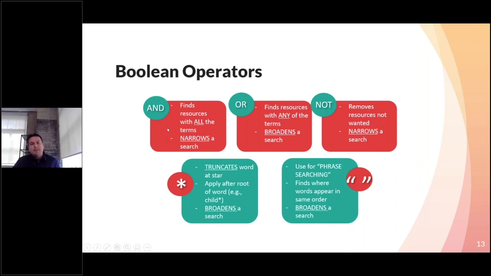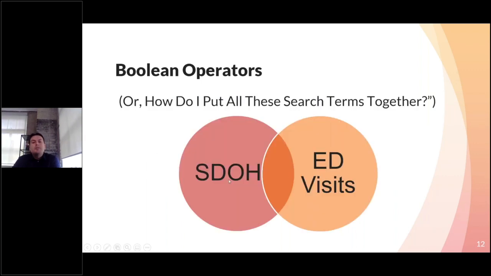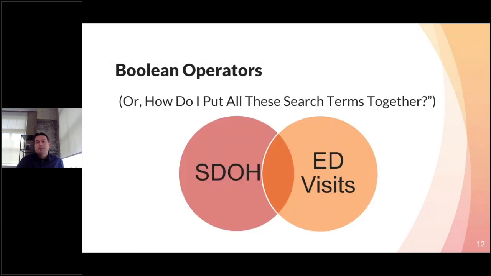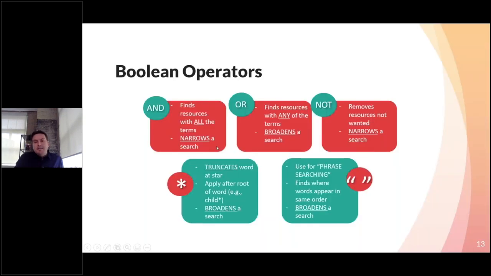We're doing this to combine two different key concepts together. I'm interested in social determinants of health, and I'm interested in ED visits. So it's going to find all the resources that use both of those terms. And you'll see in the diagram that it's narrowing my search. There's fewer things out there in the literature that contain both of those concepts, so I'm going to get fewer articles in my search results.